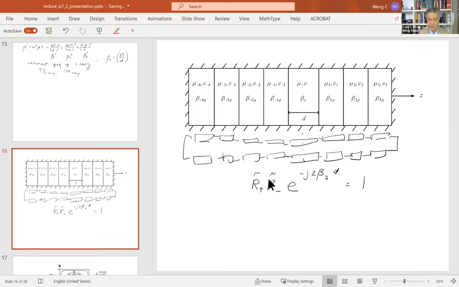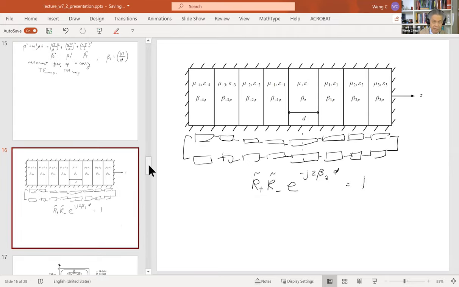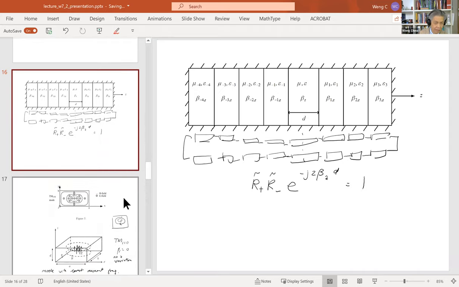And as long as the condition is satisfied, you would be able to have a resonance solution, which is the resonance frequency of this structure, okay? Any questions so far? Okay, very good. So you actually have the big picture as to what you can do to find the resonant frequency of some rather complicated structure.